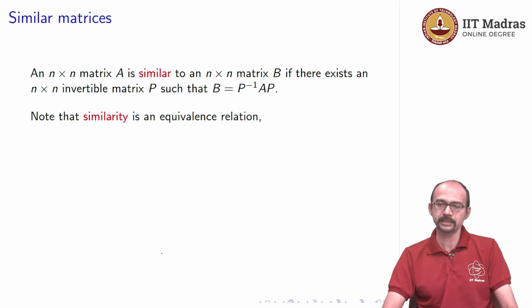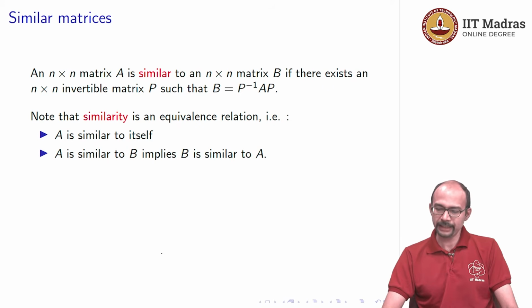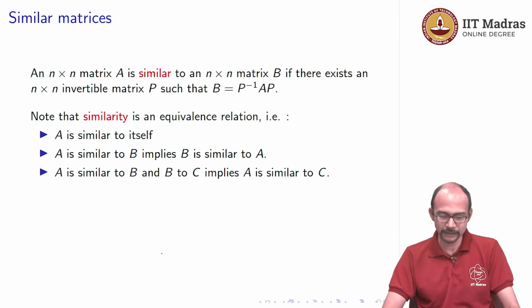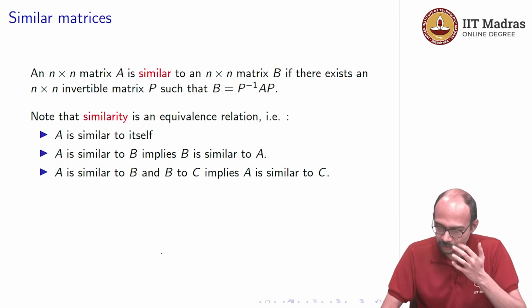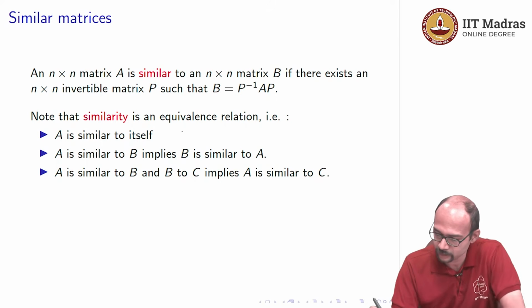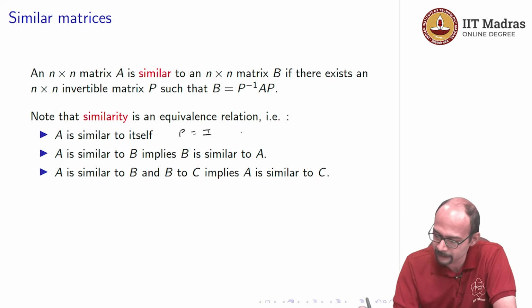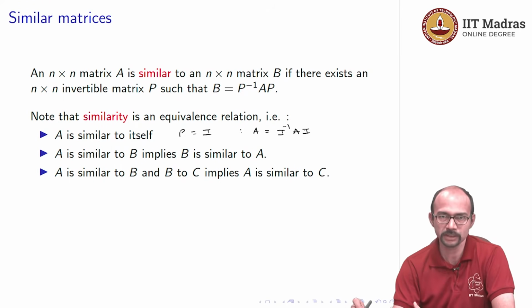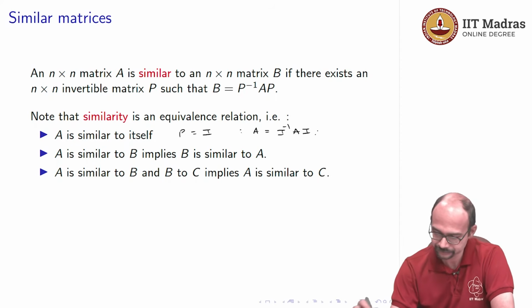So, again similarity is an equivalence relation, by which we mean A is similar to itself. A is similar to B implies B is similar to A, and A is similar to B and B to C implies A is similar to C. Let us quickly see why this is the case. So, for the first one, again you can take P to be identity, then A is equal to identity inverse A identity. Well, identity inverse is identity. So, this is just identity times A times identity, which is certainly A.